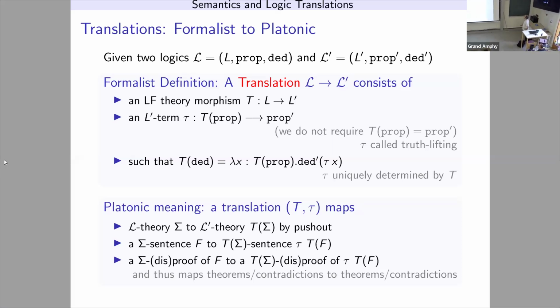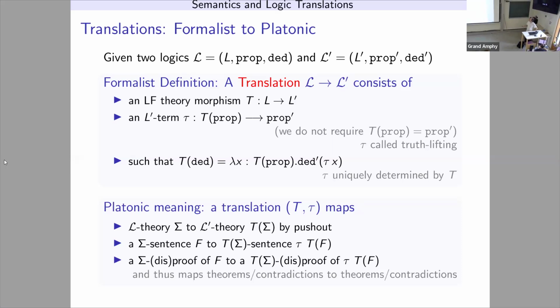So I have my L propositions. I apply the translation T. I'm going to end up in some other type. I apply the term tau to it, and that gets me a prop prime term, a proposition of the target. So to get the formula translation, I just have to compose the translation T, which is a homomorphism, with this final step tau, which maps everything into the target type prop prime.